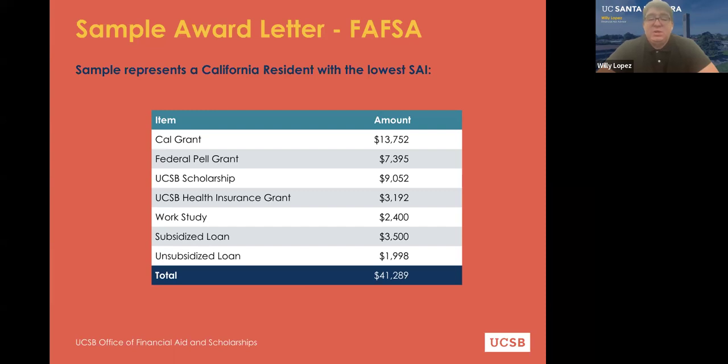So work study is another thing that's listed on here, and it's listed at 2,400. As mentioned before, this is not an amount that is given out to the student. This is an amount that is utilized by the employer in order to fund the student's paycheck.